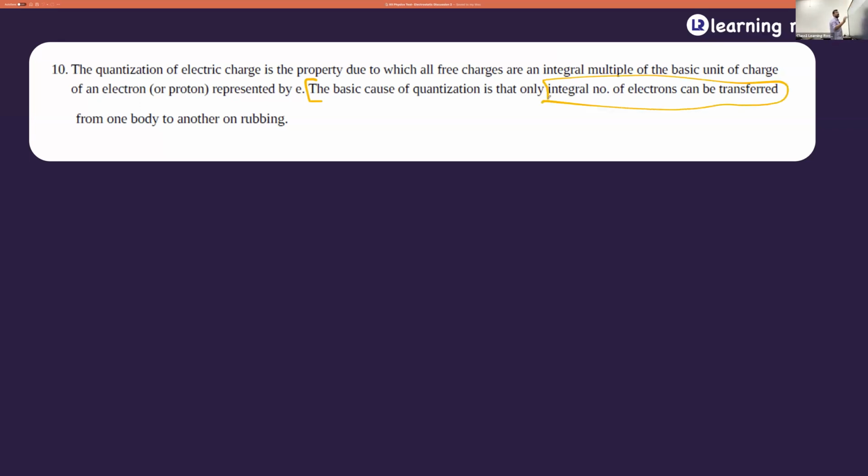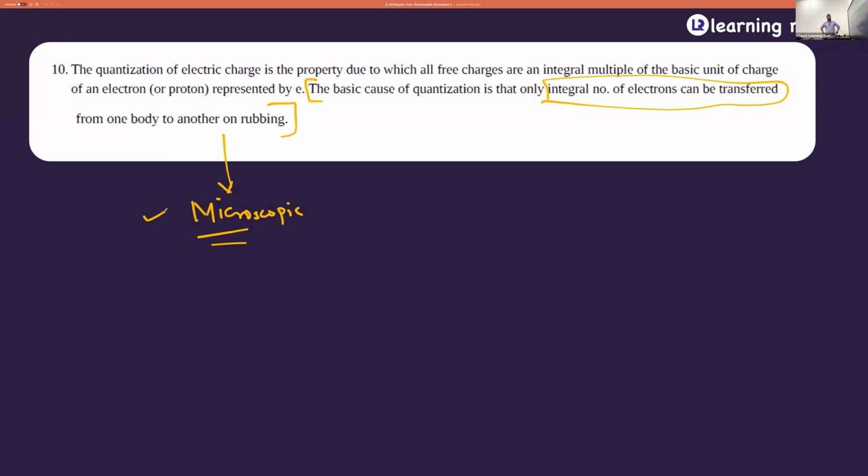So obviously what can happen? Only an integral number of electrons can be transferred from one material to another. And this is applicable only for what kind of objects? This also I told you. I asked you to make a note. It is applicable only for microscopic objects. For macroscopic objects, the number of electrons that are getting transferred will be very, very high. So this is the reason.